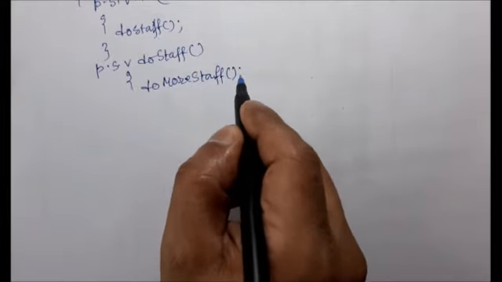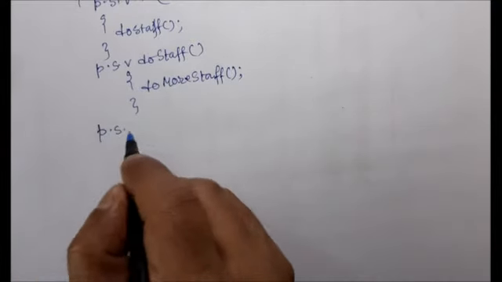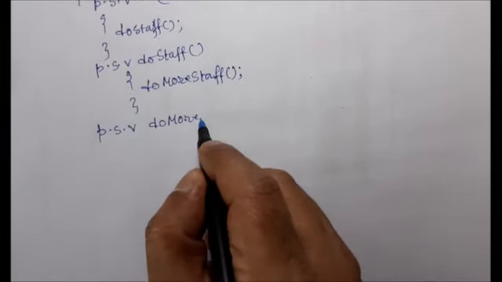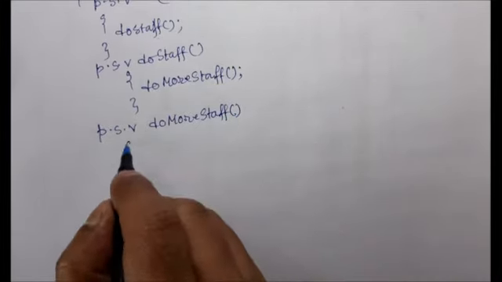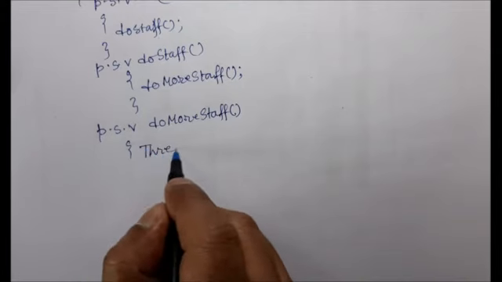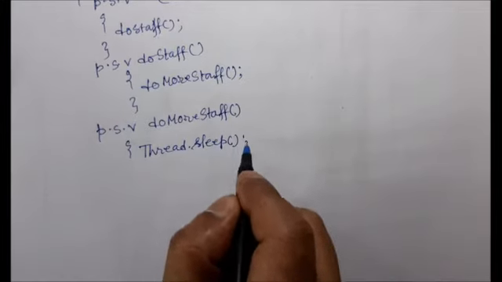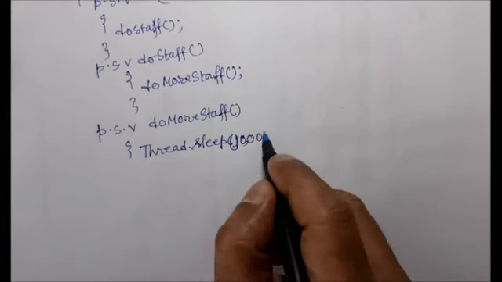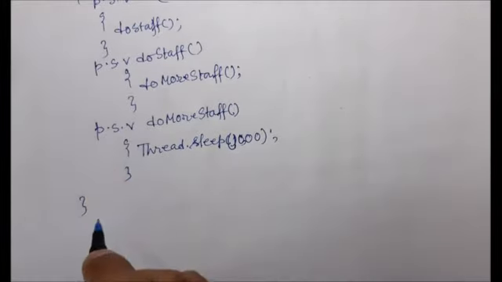This gives a clear idea about the throws keyword. Let me write it, then public static void doMoreStuff, and within it I am just calling Thread.sleep. For example, I am taking 10,000 milliseconds as an argument. So, the main method is complete, the Test class is complete.